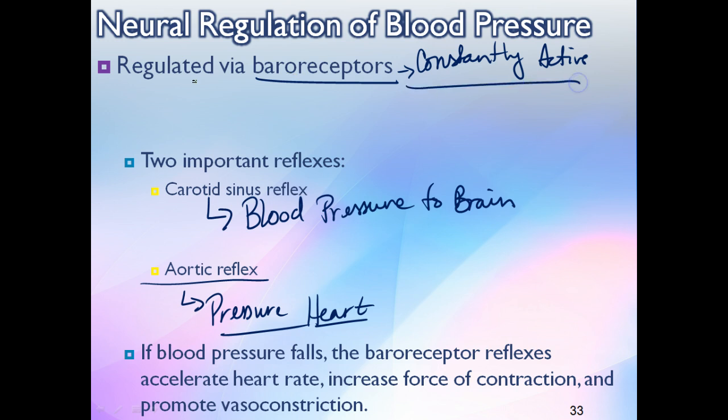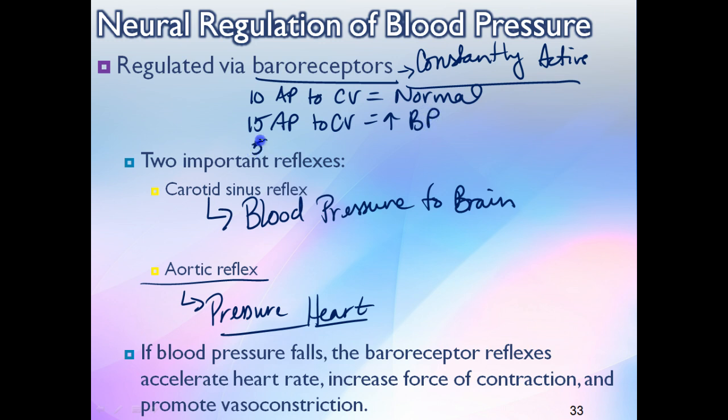So constantly active, let's say at a rate of 10 APs a minute. I'm just throwing numbers out here. These are not real values. But 10 APs a minute to the cardiovascular center equals normal. Now, if we increase to 15 APs per minute to this cardiovascular center, this means high blood pressure, because we've increased the frequency. Whereas 5 APs a minute to the cardiovascular center means low blood pressure, as we've decreased the frequency.